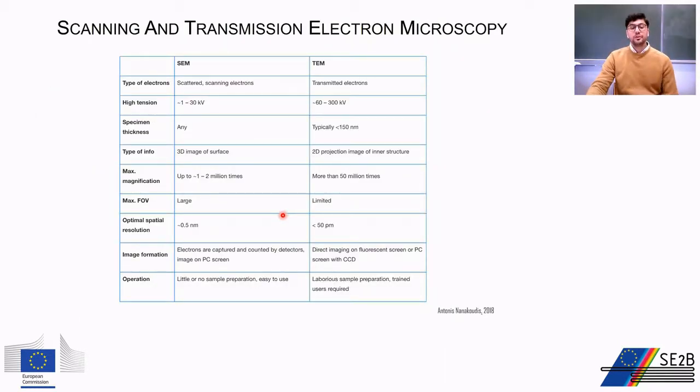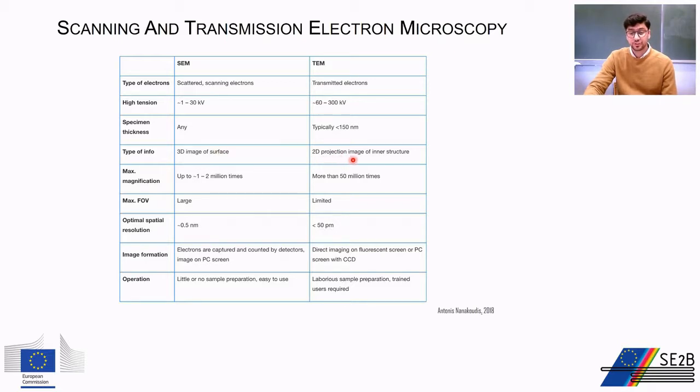Now I will differentiate between scanning electron microscope and transmission electron microscope. So in scanning electron microscope, the type of electrons that are scattered are detected. In a scanning electron microscope, you use low voltage as compared to transmission electron microscope. The specimen thickness is really thin in transmission electron microscope because the electrons need to transfer through the specimen, so it should be really thin.